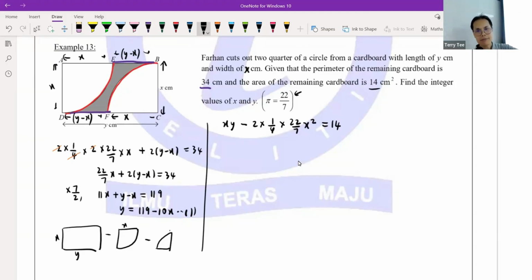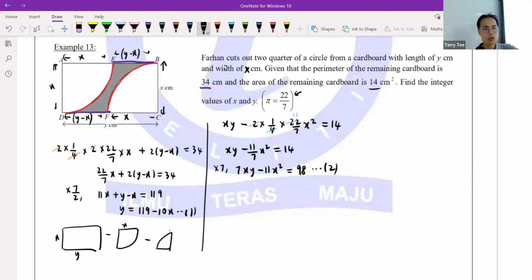So again, I don't like fraction, but before I cancel the fraction, can we cancel 4 divided by 2 and divide by 22? That's 11, right? Let me write one extra step for you. Xy minus 11 over 7x squared equals to 14. Don't like fraction? Multiply by 7. 7xy minus 11x squared equals to 14 times 7 is 98, right? Okay, that will be equation number 2.